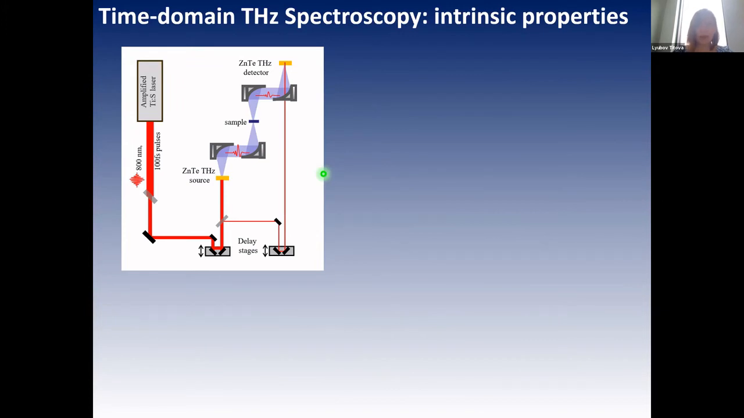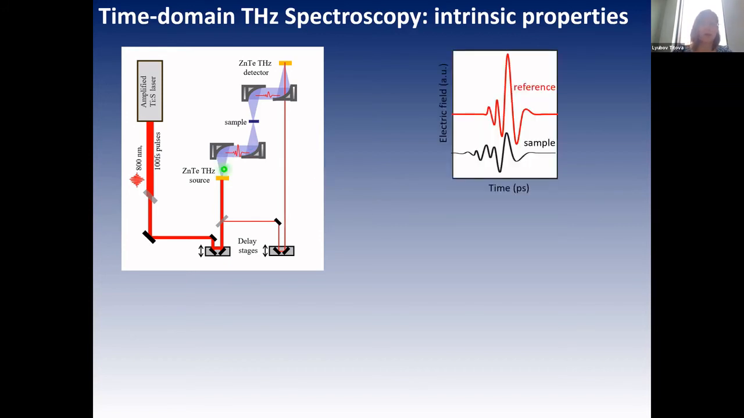And what I mean here by intrinsic is their properties without external excitation, right? So what we have here, we have those terahertz pulses at normal incidence focused on the sample and then detected in transmission mode. So these are examples of what information we would get out of it.